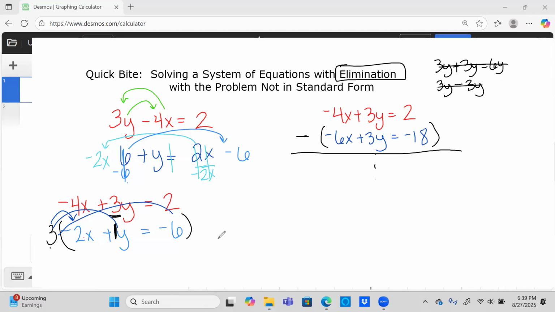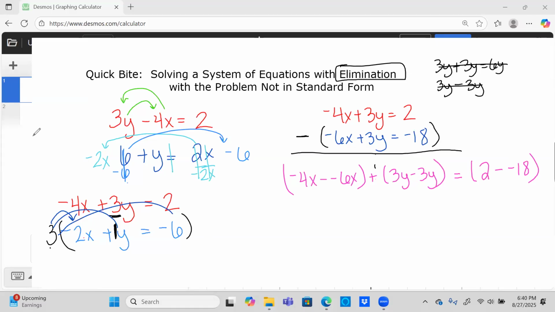Subtract straight down. Okay, so we have negative 4x, subtract negative 6x, put that in parentheses since they're buddies, plus 3y minus 3y, again parentheses because they're buddies, equals 2 subtract negative 18.